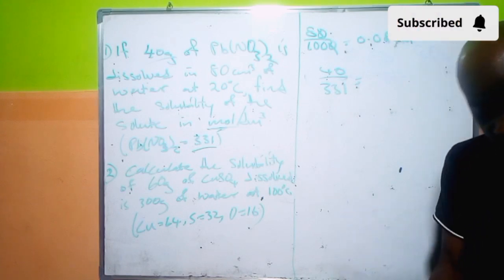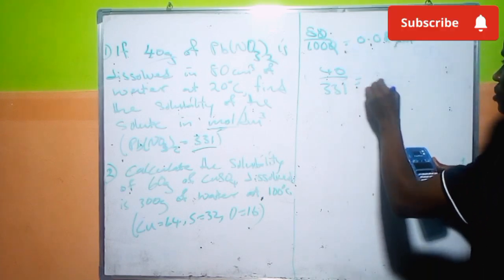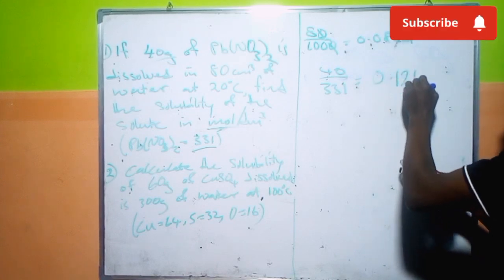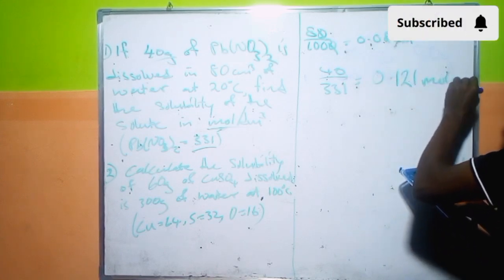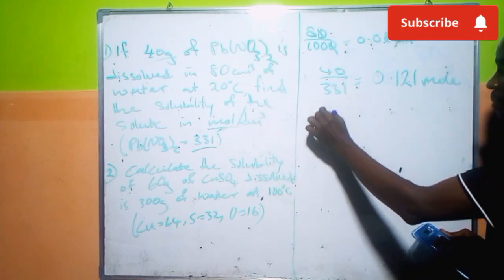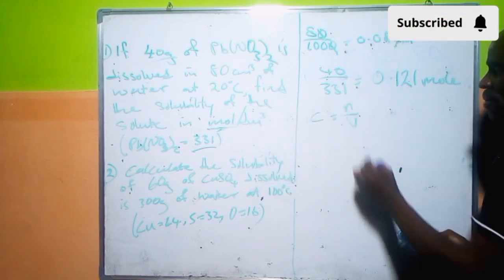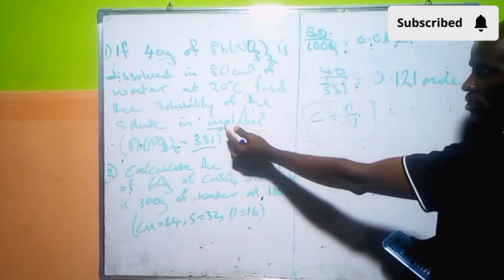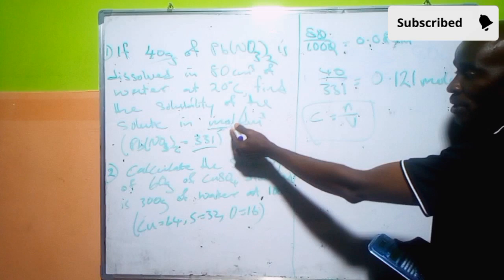Will give us 0.121. Let's leave it here, moles. So that's what we have. Now, because we are looking for amount in dm cube, just like where we have this, we can just use this because it's relatively the same because of concentration. Concentration in mole per dm cube.